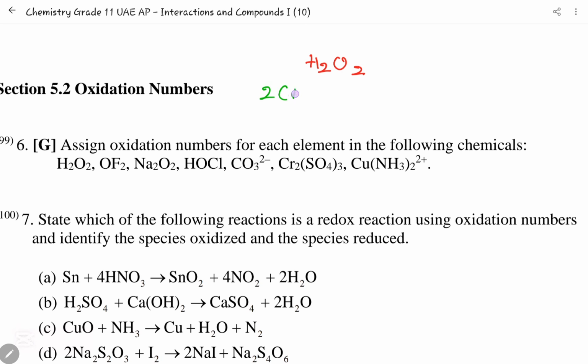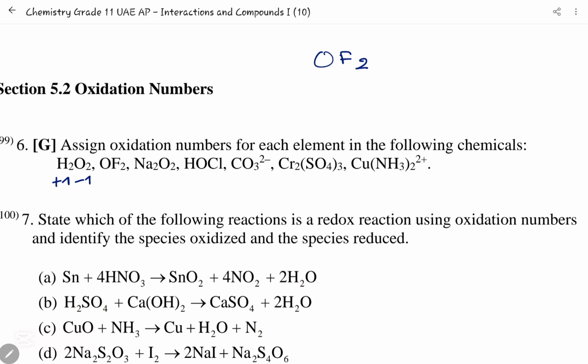So that's going to be 2 times plus 1 plus 2 times X is equal to 0, which is the sum of the compound. So then I got hydrogen to be what? I get hydrogen to be plus 1, and then I solve, I get X to be minus 1. That means the oxidation number of hydrogen is plus 1 and oxygen is minus 1.